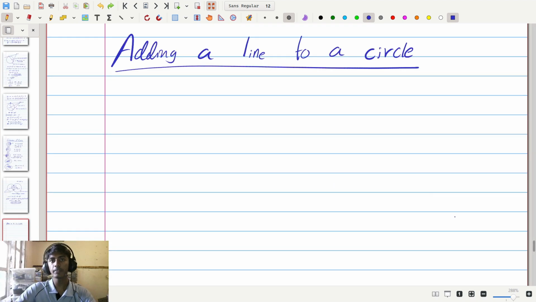The next and final topic that we need to discuss within this lesson is going to be adding a line to a circle.